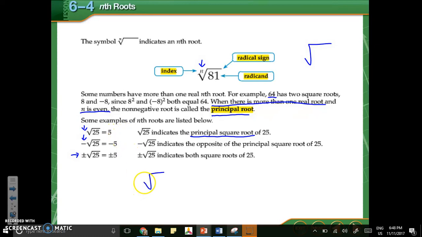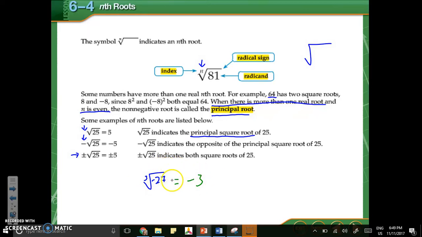But, for example, like on the last slide, we looked at this cube root of negative 81. Actually, I'm going to change that to the cube root of negative 27. That's negative 3. And negative 3 is the only cube root of negative 27. There's not more than one, and n is odd. So there's no positive root here to put as the principal root. So in this case, negative 3 is the only cube root of negative 27.